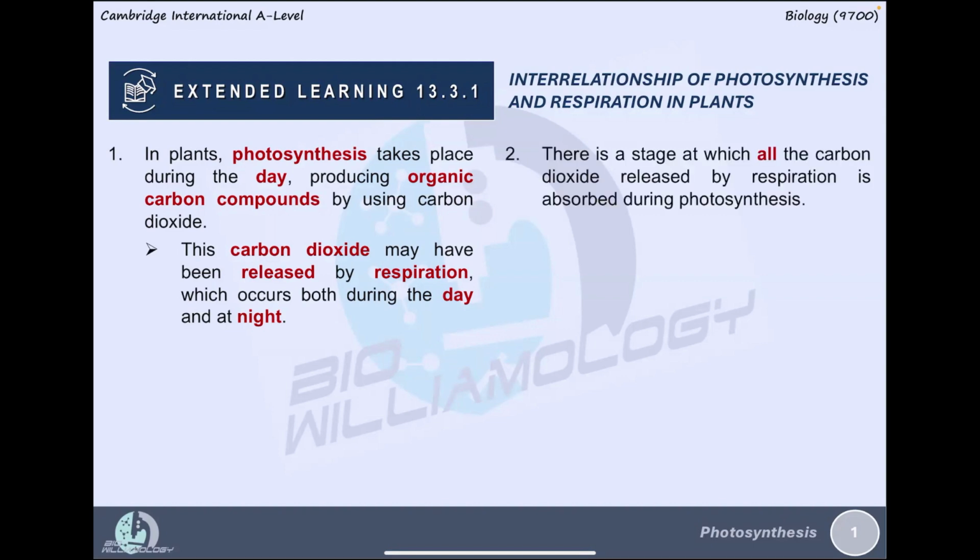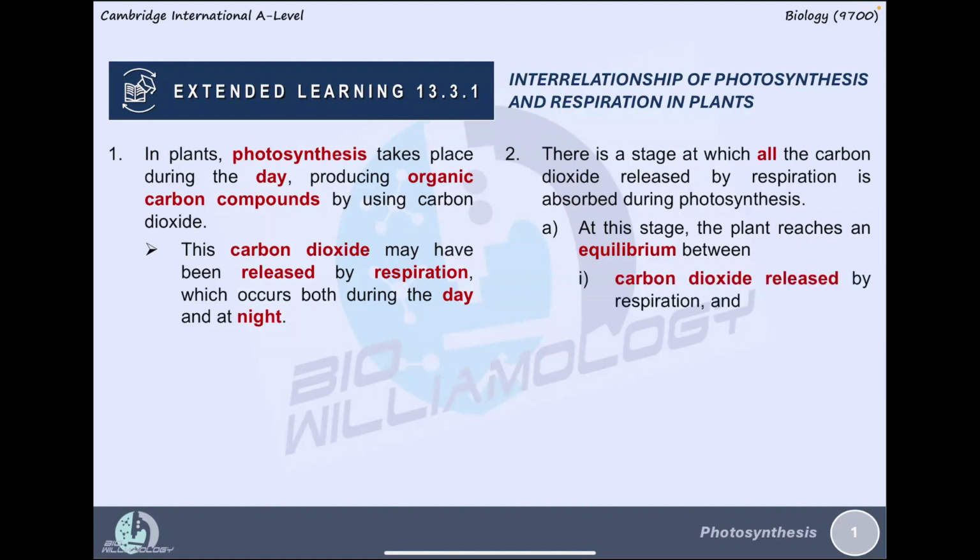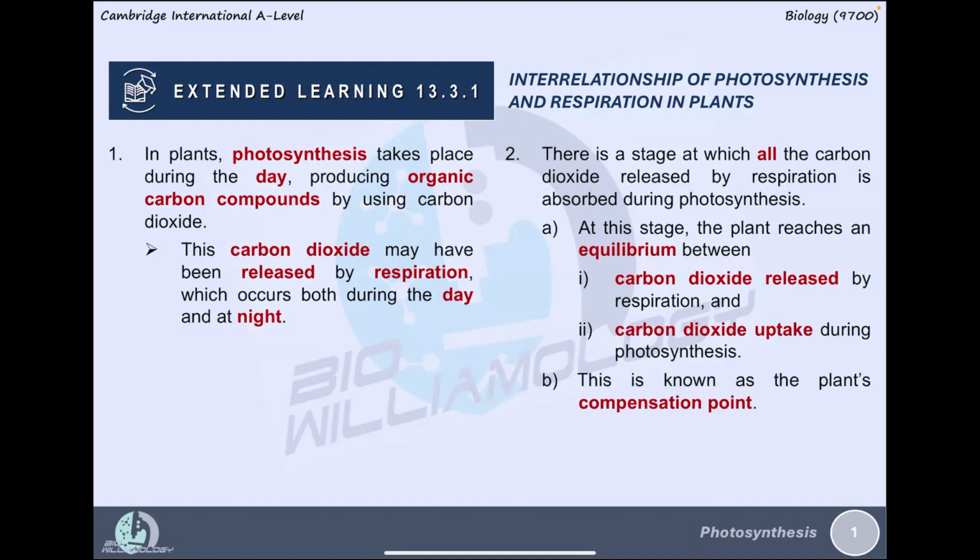There is a stage at which all the carbon dioxide released by aerobic respiration is absorbed by the plant during photosynthesis. So there is no net release or net uptake of CO2. At this stage, the plant reaches an equilibrium between the CO2 released by aerobic respiration and the use of CO2 during photosynthesis. And this is known as the plant compensation point.